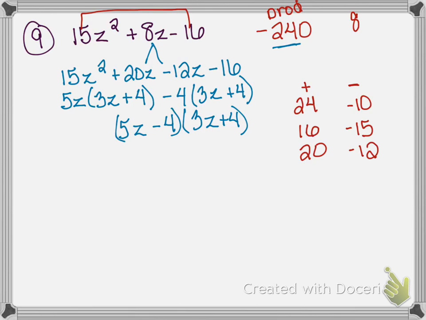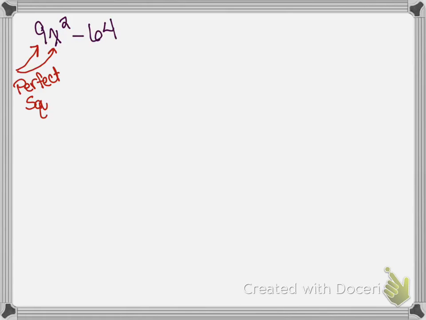Okay. Now, number 10 is one of those that we don't always think about. And this is what we have to be able to identify when we're going backwards, when we're factoring. 9 is perfect, and x squared is perfect. They are perfect squares. What does that mean? What can I take from a perfect square? Good.